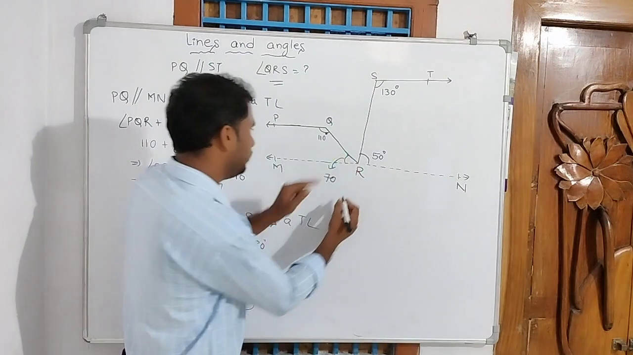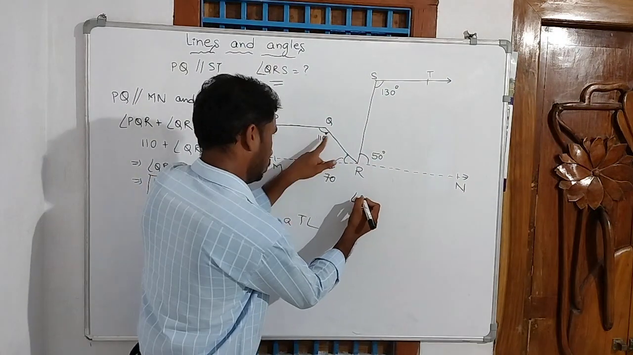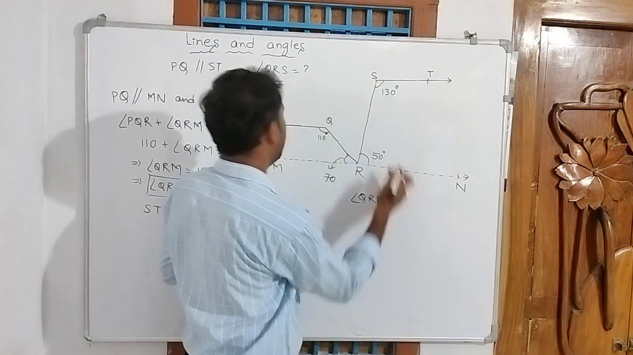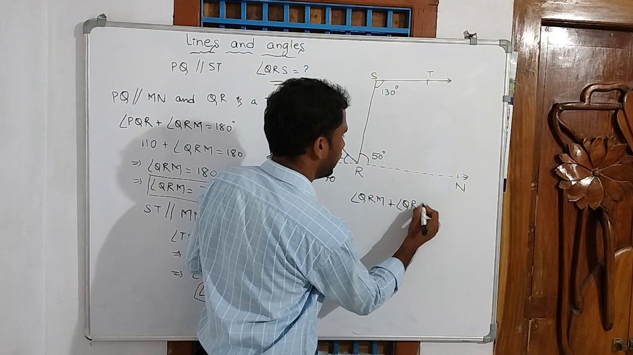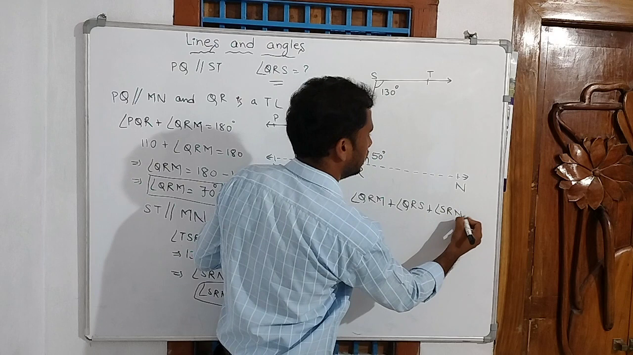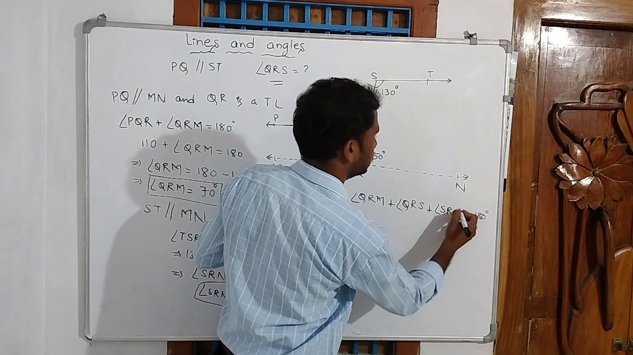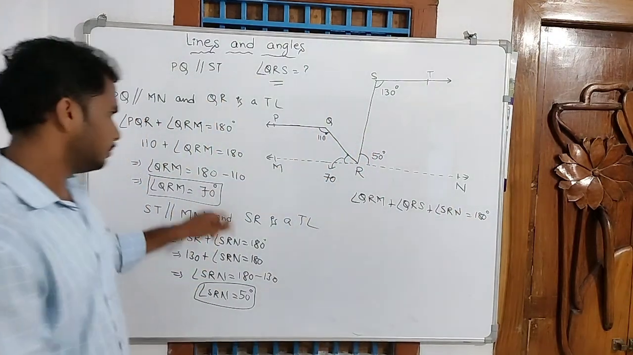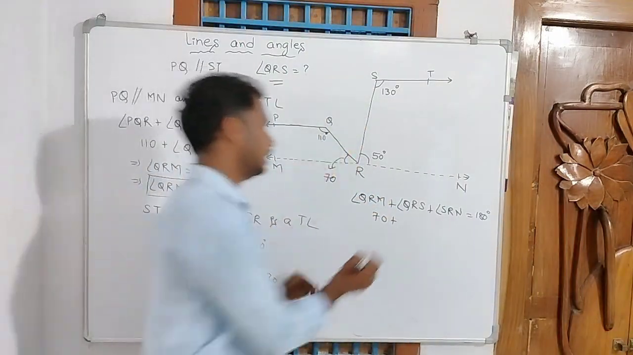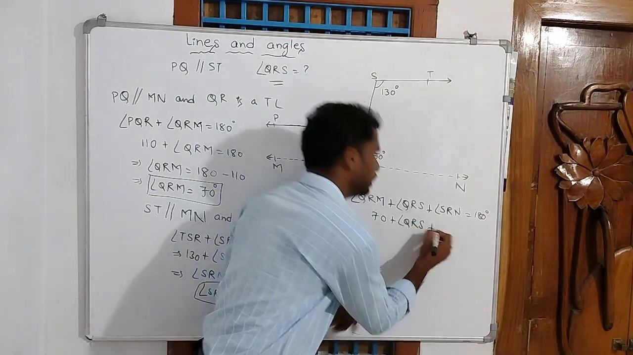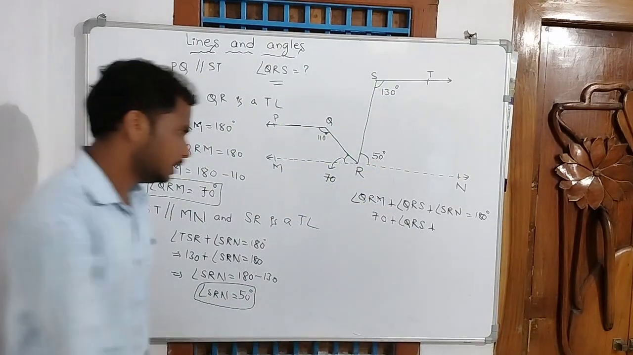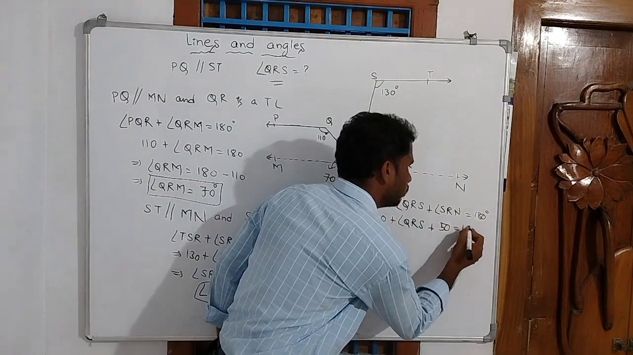This angle name is angle QRM plus angle QRS plus angle SRN is equal to 180 degrees. QRM we know is 70 degrees, plus we don't know QRS, this angle, plus we already know angle SRN is 50, is equal to 180 degrees.